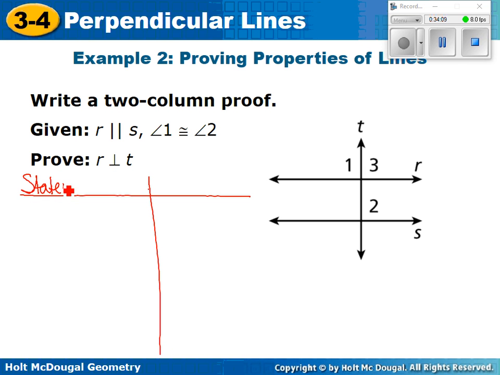I should have given you a statement reason box, right? Okay, number one, first thing we always write down is what? Given. So we're going to write R is parallel to S. Given.